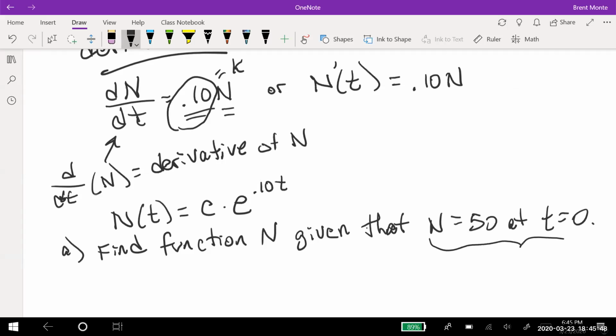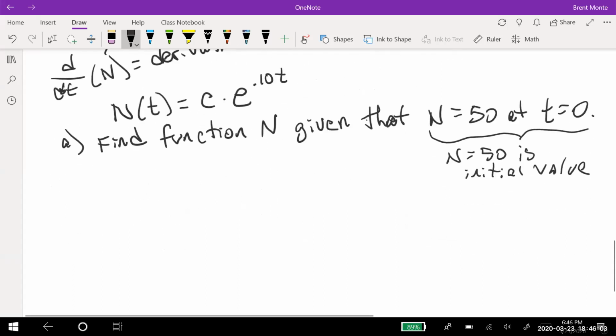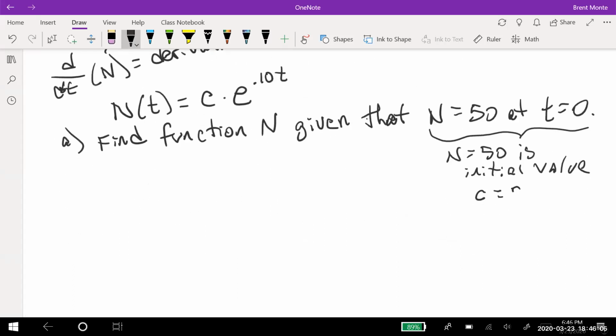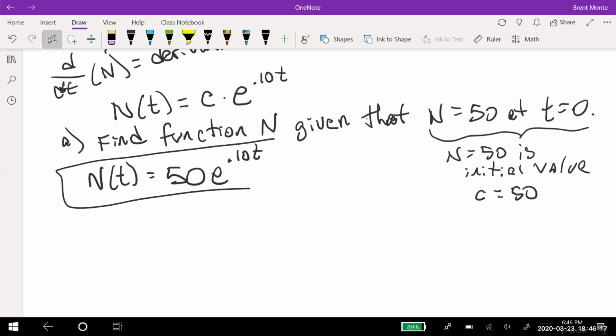This is my initial value. N equals 50 is the initial value. That's what we were talking about before. In other words, C equals 50. So I can just plug that straight in. I know n of t, here's my function now: 50 e to the 0.10 t. There's my function. And I built it straight out of just knowing what the growth rate was.